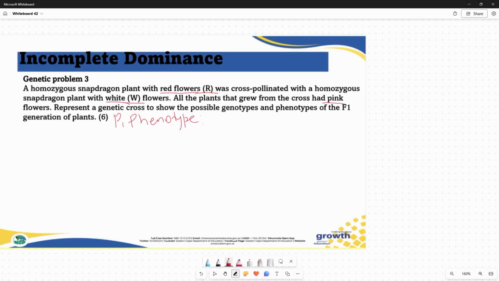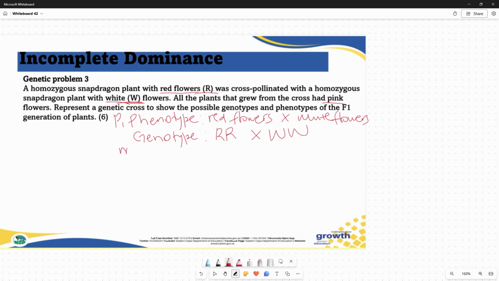So what phenotypes do we have here? We have red flowers that are crossed with white flowers. Okay, then genotype. Remember, before you write genotype, you need to look out for homozygous and heterozygous. So a homozygous snapdragon plant with red flowers is going to have two RRs, and it is crossed with one with white flowers, and we're given the allele for white flowers is W. So note there we don't have any small case letters.